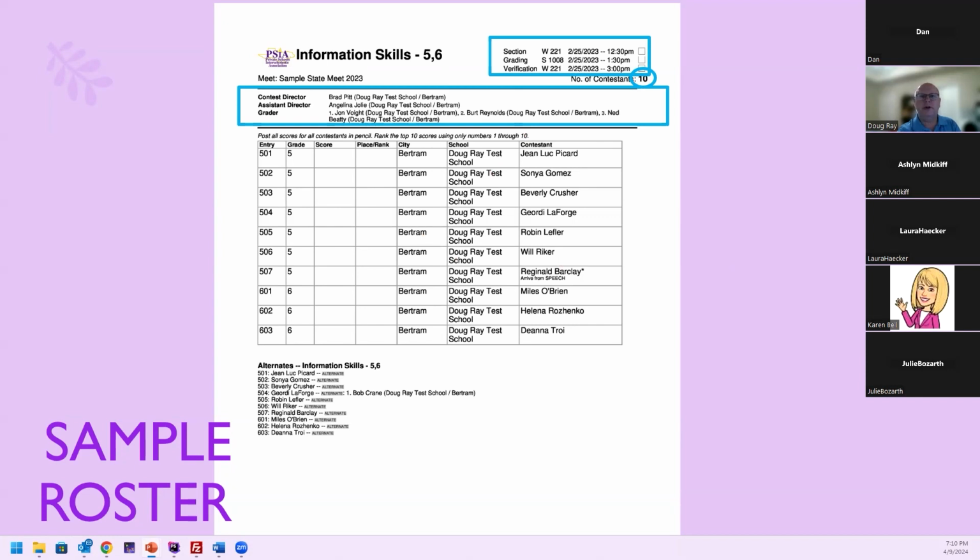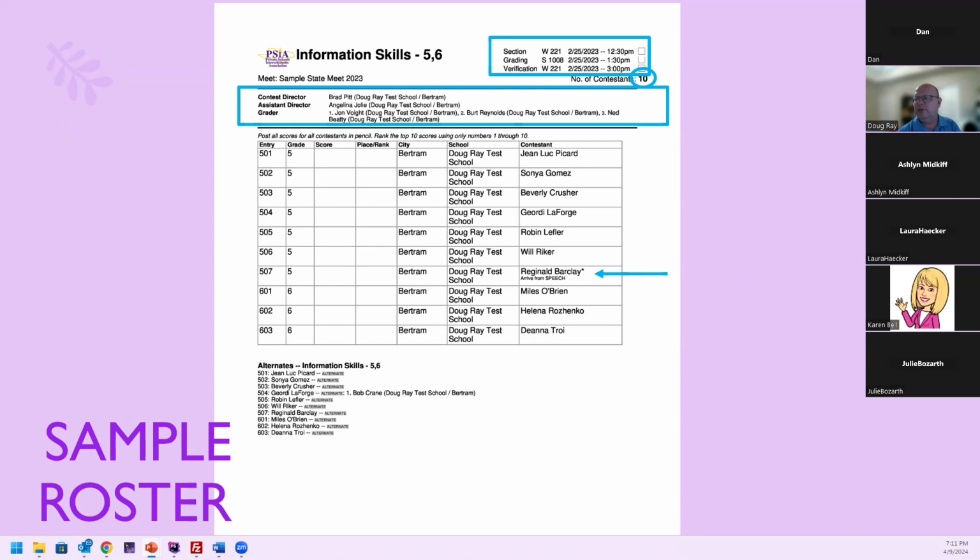So here's what a standard roster looks like. You have the entry number. When you call the roll, you'll call for Jean-Luc Picard. Jean-Luc will raise his hand and you'll tell him he is number 501. You can either let that person write 501 on their test, or your assistant director can write it on the test and then hand it to them. Either way is perfectly fine. Just make sure that the correct number does get written down so that there's no problems with trying to figure out whose test is whose. You go through the roster like that.